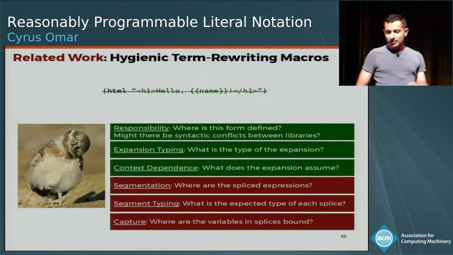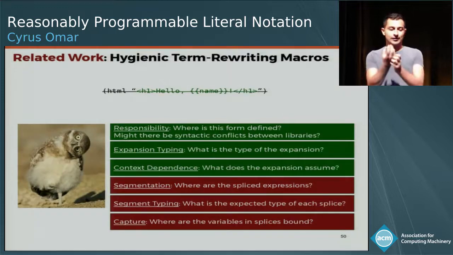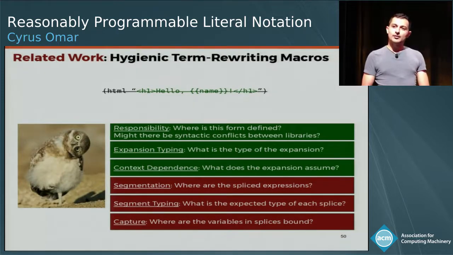And with hygienic term rewriting macros, and typed ones like in Scala, for example, you can reason about responsibility and typing, and the hygiene mechanism allows you to reason about context dependence. But if you tried to use one of those mechanisms to just rewrite a string literal, splicing wouldn't be possible because that variable name that comes out, the hygiene mechanism is going to be like, where'd this come from?